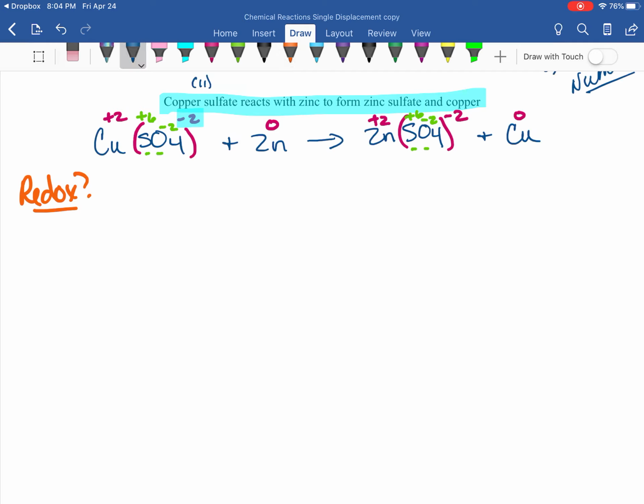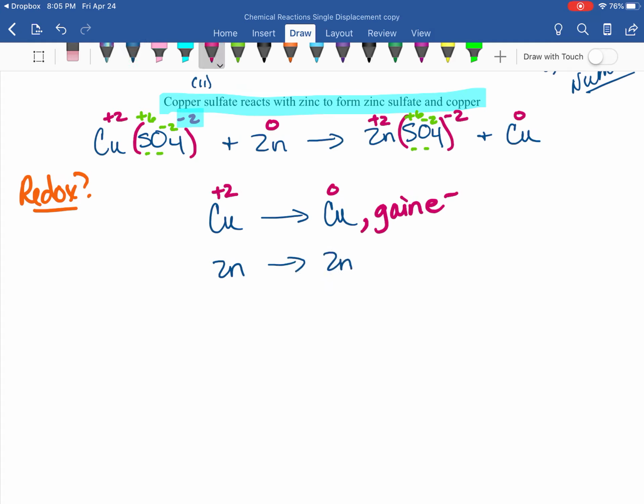All right, so let's just tackle the first one. Is this a redox reaction? It is. Look, your oxidation numbers are changing. So let's spell out those half reactions. We've got copper on this side, copper on this side, and our copper is going from a +2 to a 0. In order to go from that +2 to a 0, did copper gain or lose electrons? It had to gain electrons to go from +2 to 0.